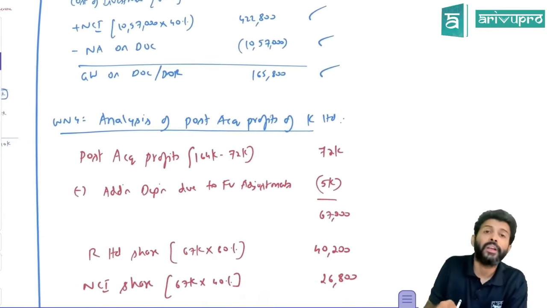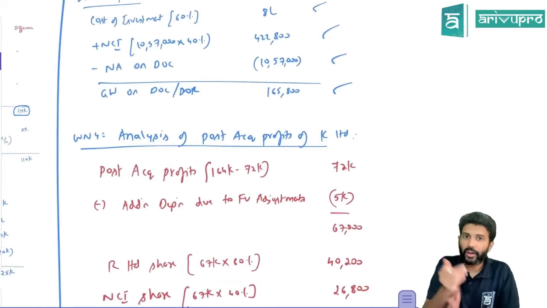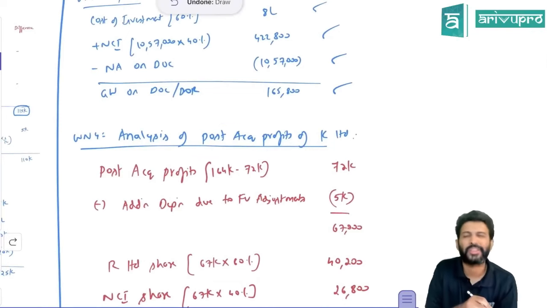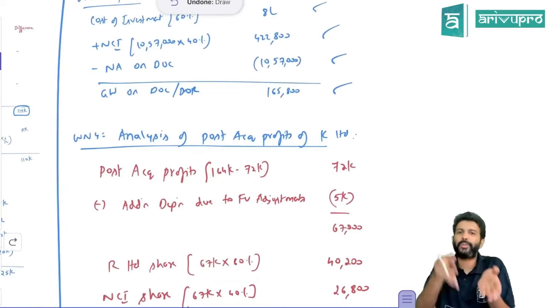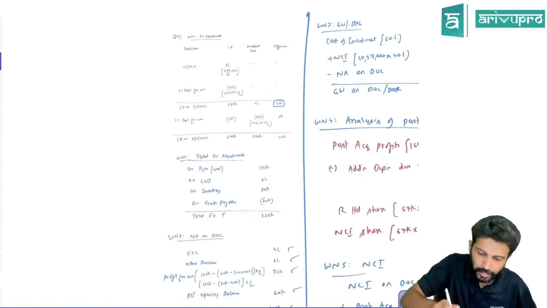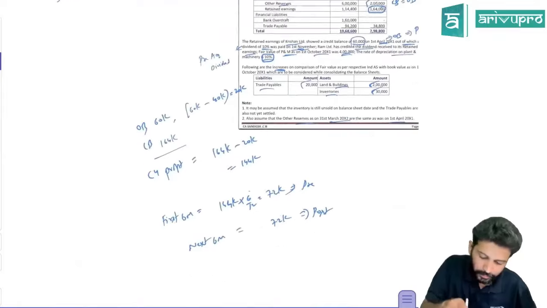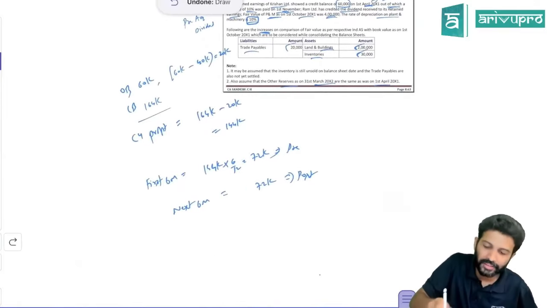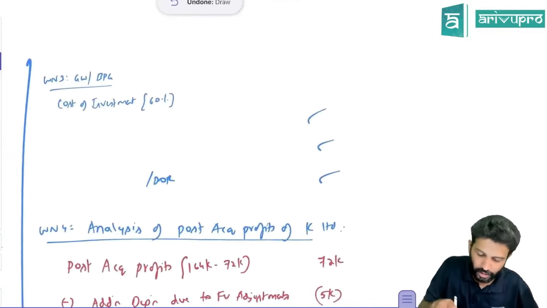Okay. Next is what, sir? One working note I told is analysis of post-acquisition profit of subsidiary company. So if there are some adjustments, we'll put up this working note. In the last problem, there was no adjustment, but here there are. So what is the post-acquisition profit of subsidiary company? We already got it over here. Post-acquisition profit of subsidiary company is 72,000. So take this.